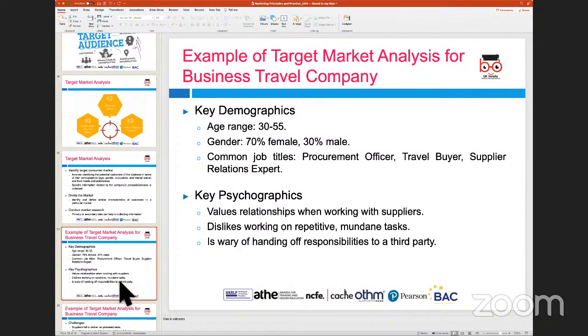So assuming the company goes with demographics, they look at age group, they identify the gender, common job titles, people who have a particular economic status because of their job. And then they will look at some of the psychographic factors, such as whether they are loyal customers, or customers who are able to switch brands easily if an offer comes.